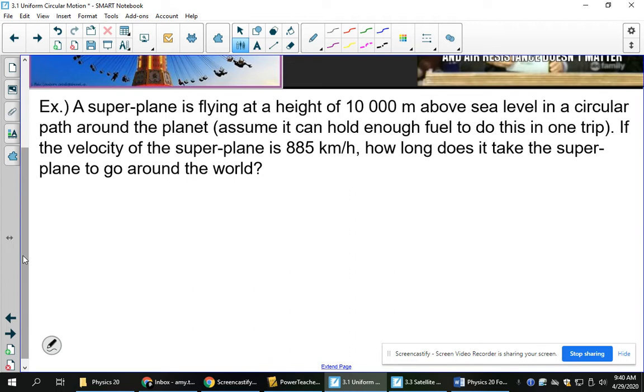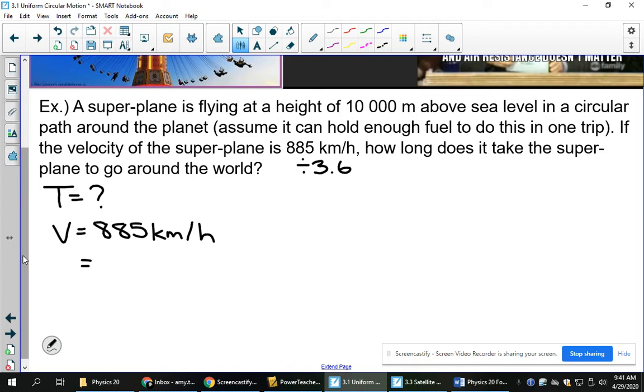First of all, we're looking for how long it takes to go around the world, to go around that whole circle. So we're looking for period in this question. They give us the velocity as 885 kilometers per hour, but I'd like you to do the 3.6 trick and make that meters per second. So go ahead, kilometers to meters, you're getting smaller. So divide that by 3.6.